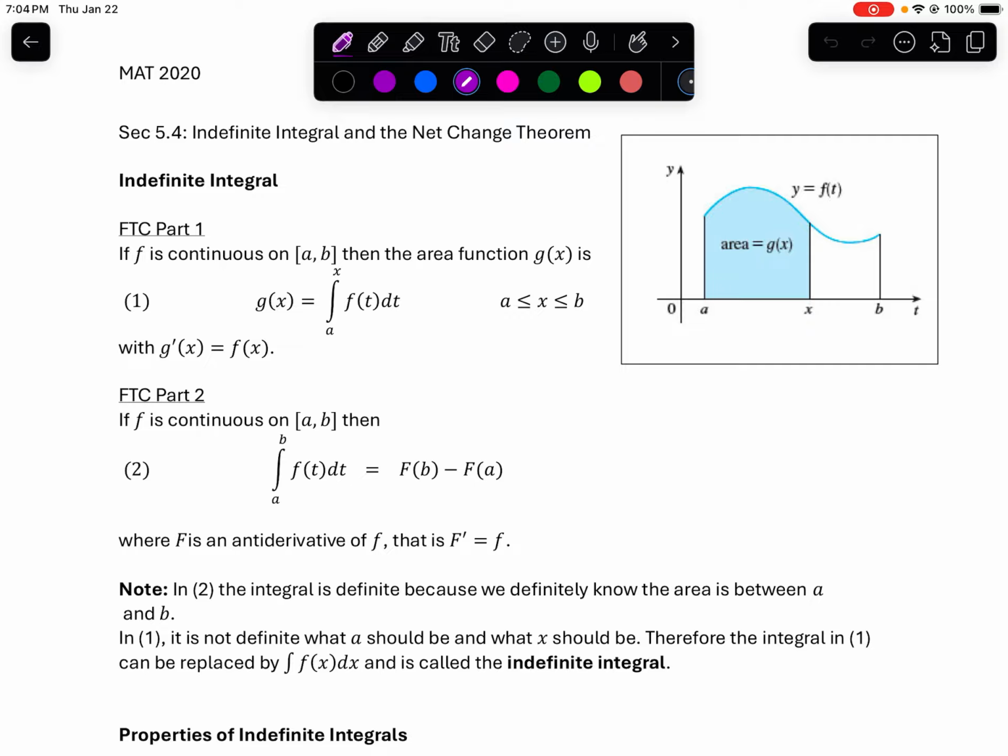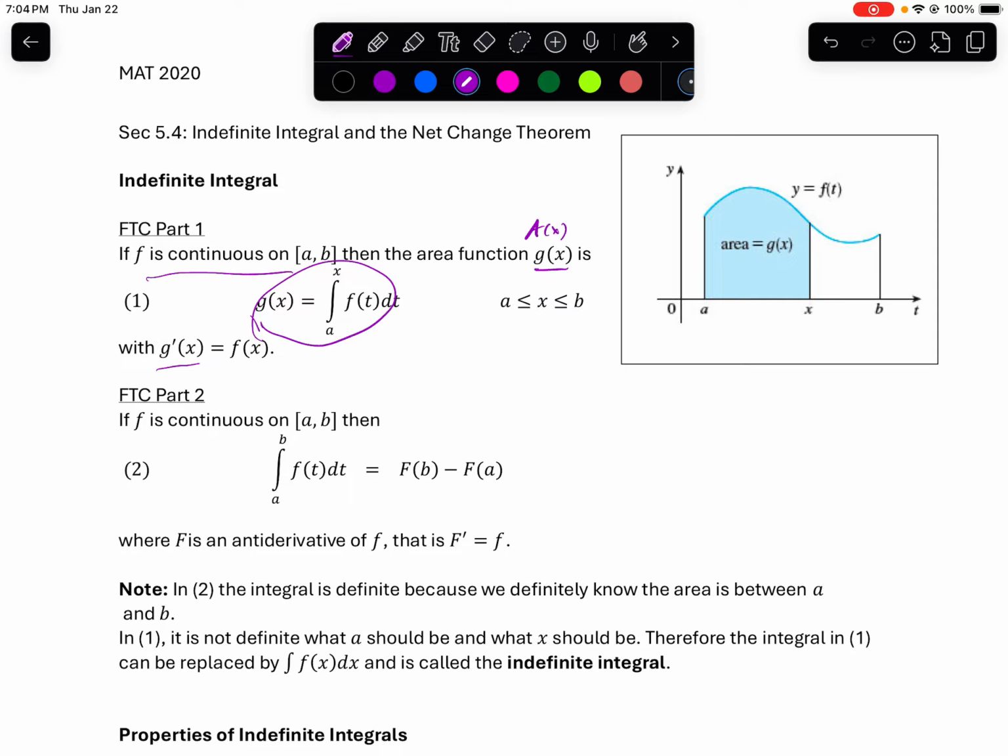And if you recall, part 1 of the FTC says that if f is a continuous function on the interval [a, b], then the area function, which they are denoting by g of x in your book, you can denote it by uppercase A of x if you want, but it's the same thing. So if this is the situation, then the area is given by this integral, the area function, and the condition is that g prime of x, the derivative of the area, is basically the function under which we are finding the area.